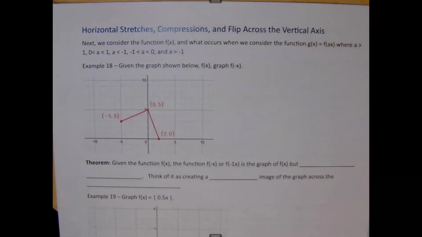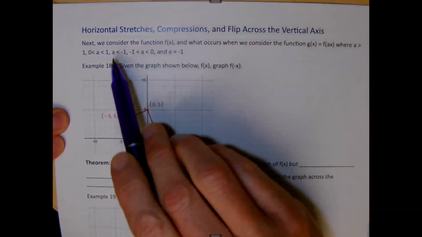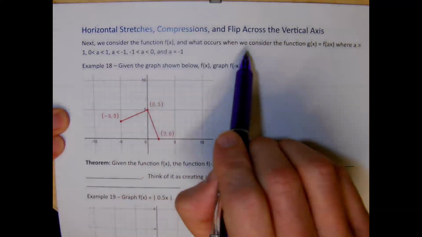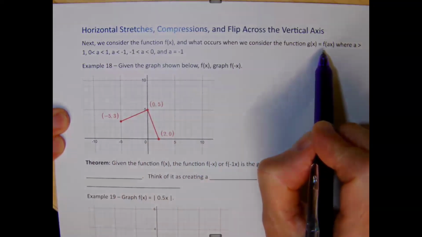Okay, now let's look at the horizontal stretches, compressions, and flip across the vertical axis. So this is something similar to doing it vertically, but not horizontally. But just like we just saw with the horizontal shift, things are going to look a little backwards here. So consider the function f of x and what occurs when we consider the function g of x, such that it is written in terms of f.